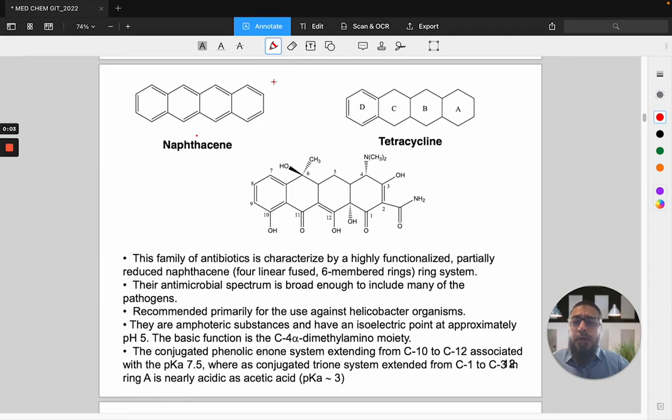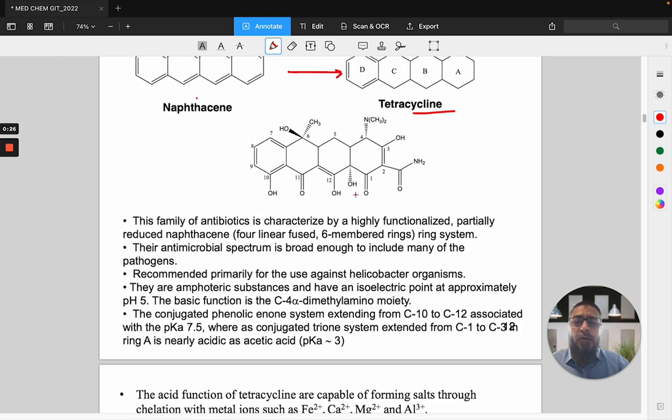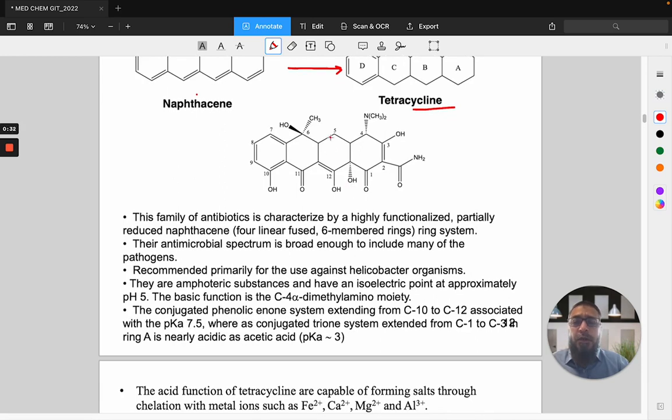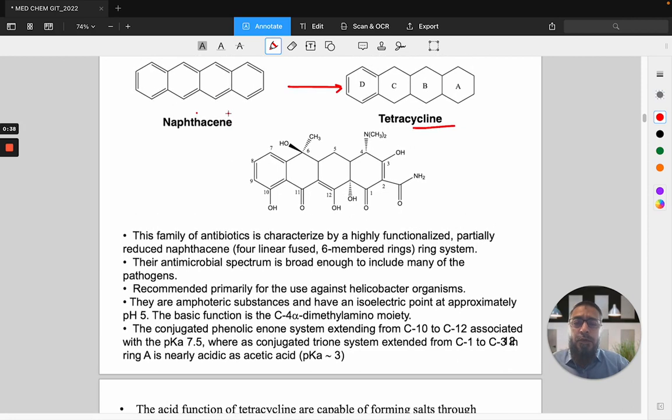The third antimicrobial agent used for the inflammation caused by H. pylori is tetracycline. Tetracycline is actually a reduced form of naphthalene. You can see this naphthalene with its aromatic delocalization, but tetracycline is the reduced form. This family of antibiotics is characterized by a highly functionalized, partially reduced naphthalene, which is actually a system of four linearly fused six-membered rings.